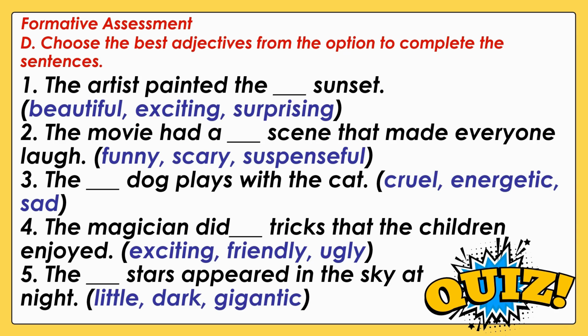Number 3, the cruel, energetic, sad dog plays with a cat. Number 4, the magician did exciting, friendly, ugly tricks that the children enjoyed. Number 5, the little dark gigantic stars appeared in the sky at night.